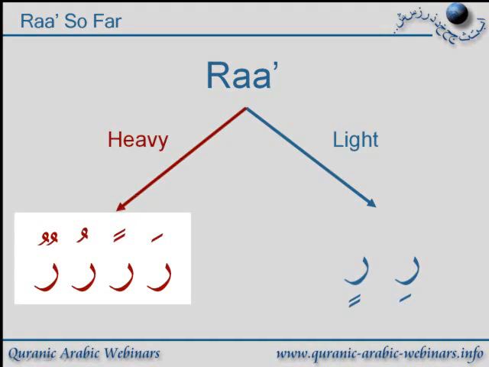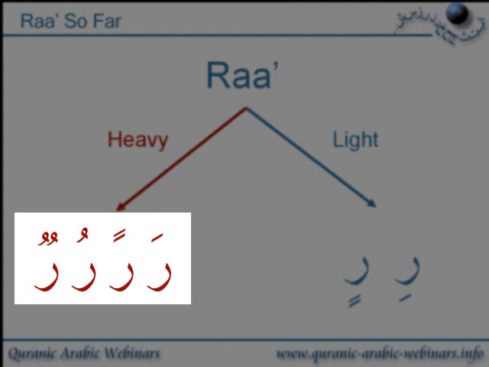Then we have the heavy versions of Ra. So when Ra carries a fatha, fathatain, a dhamma or a dhammatain, then it is pronounced heavy, i.e. with a full mouth. So instead of saying Ra, i.e. with a slight smile, we say Ra, and that is with a full mouth. Okay, so a bit more of a rounder mouth. So Ra, then we have Run, Ra, Run, Ru, Run.